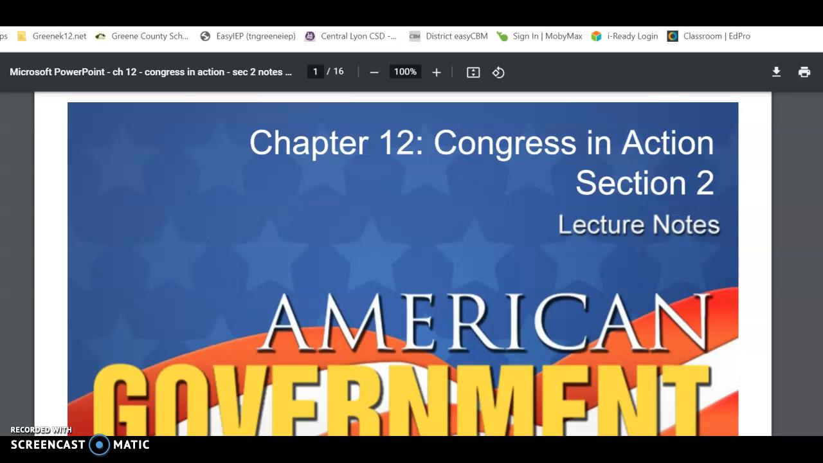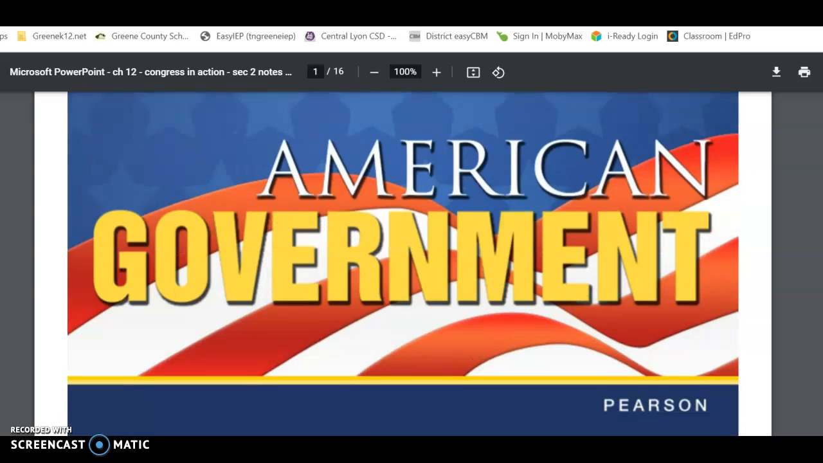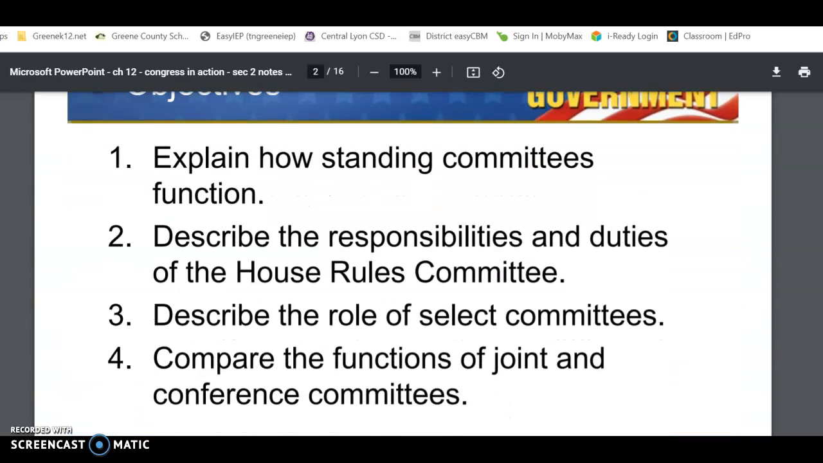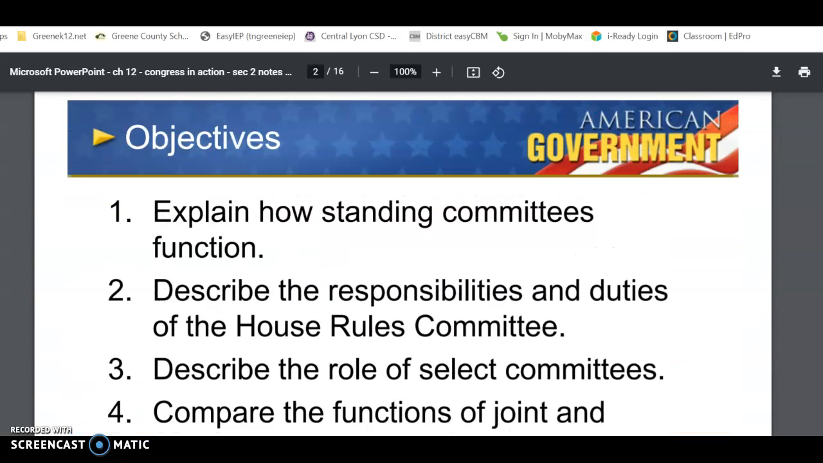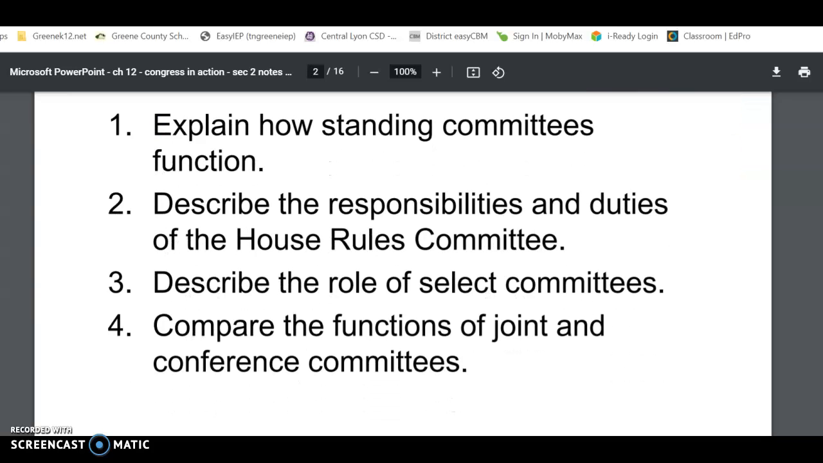Hey guys, these are the notes for the next section of Chapter 12. So your first heading should be Chapter 12, Section 2. Again, these notes are about Congress in action. So what happens in Congress? This is specifically about bills going through Congress.